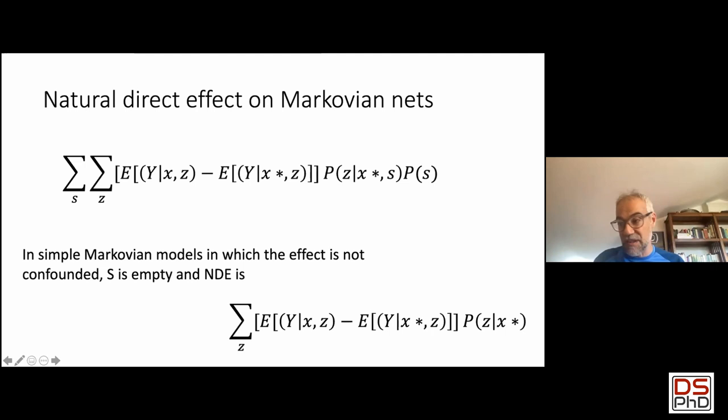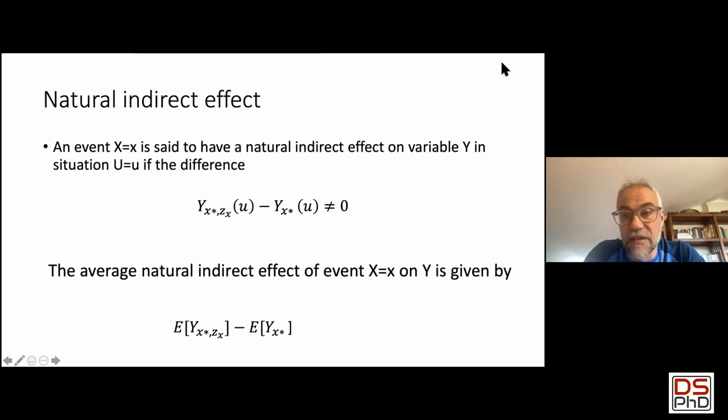And what we want to do is just this formula, the expected value of epsilon conditioned on X and Z, minus the expected value of epsilon conditioned on X star and Z, and this subtraction is weighted for the probability of Z conditioned on X star. So there is another kind of effect that we want to calculate, and it is the natural indirect effect.